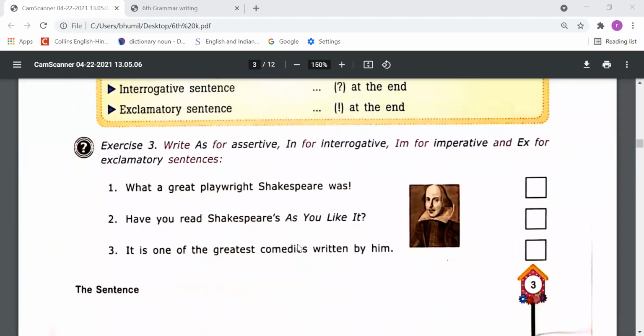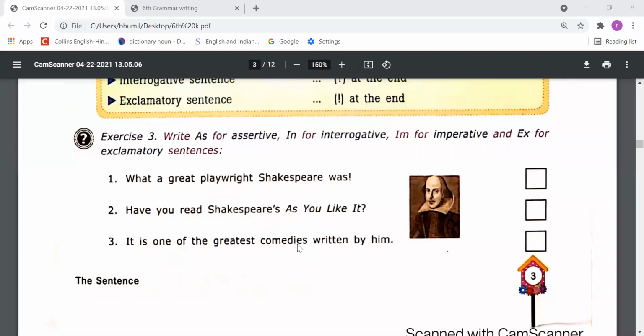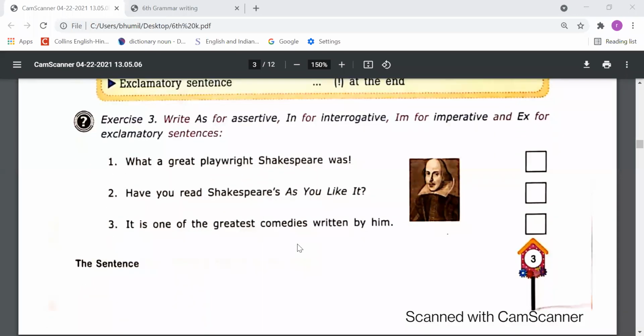Now let's come to exercise number 3. Write AS for assertive, IN for interrogative, IM for imperative, and EX for exclamatory sentences. So let's do that. "What a great playwright Shakespeare was!" By the word and by the exclamation mark, we can understand it's an exclamatory sentence. So we need to put EX here.